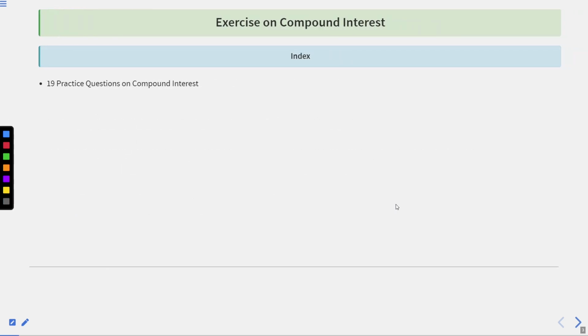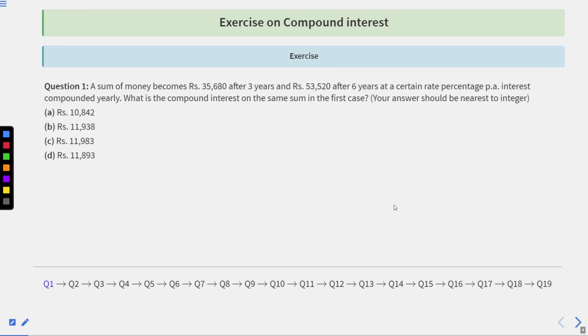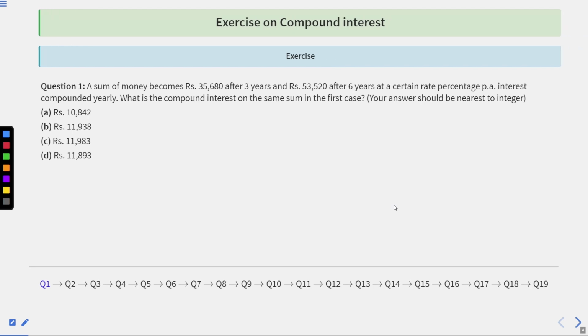So in this lecture, we are going to solve 19 practice questions on compound interest. So let us start with the first question.